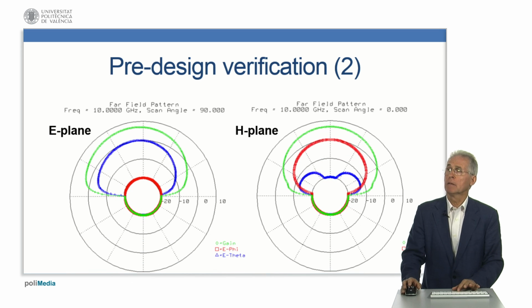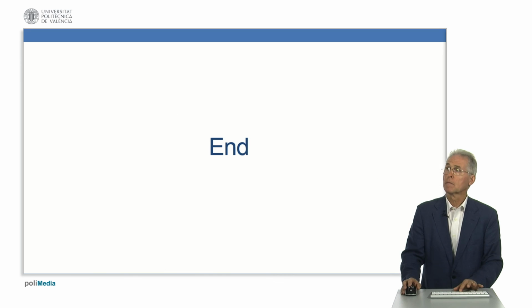Also, the radiation pattern shown in these figures show the typical behavior predicted by the cavity model. Very wide coverage of the upper hemisphere and no cross-polarization in the broadside direction.